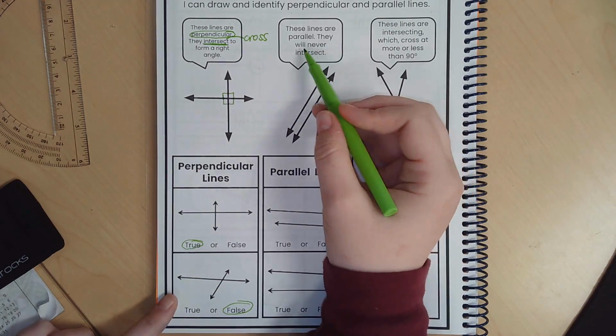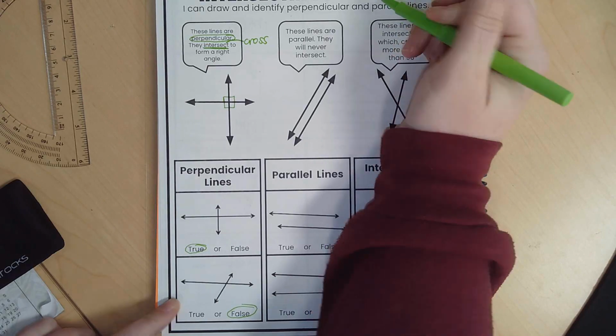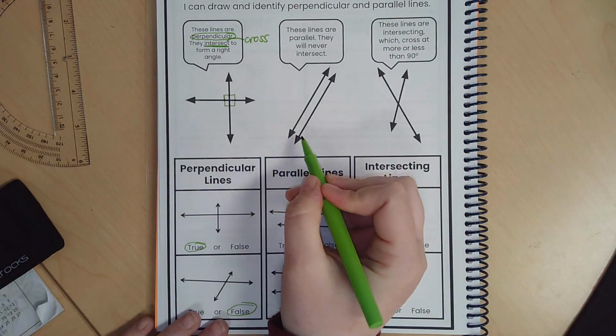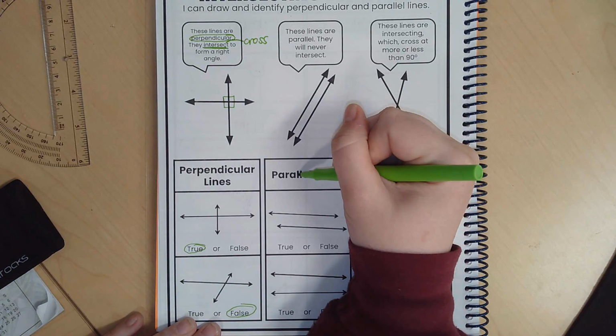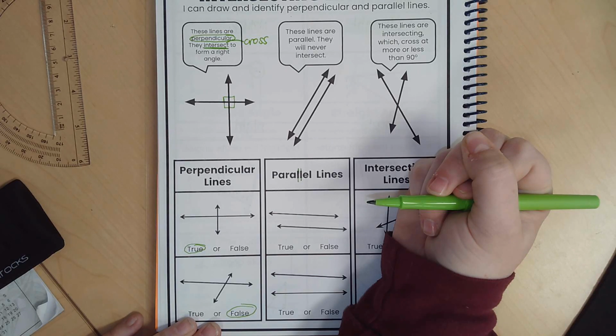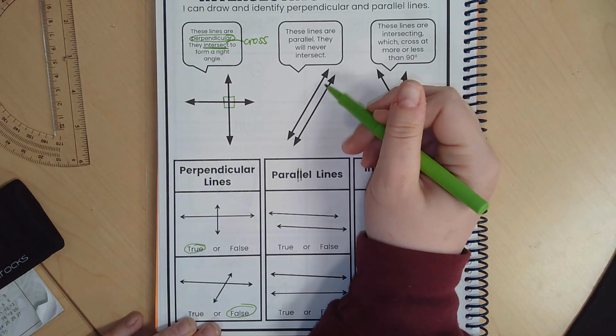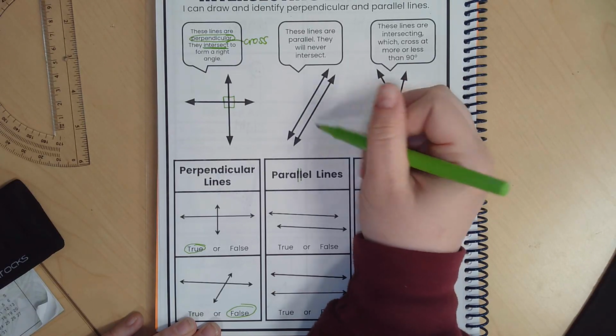These lines are parallel. They will never intersect. If we continued these lines forever, they will never, ever touch each other. To remember parallel, do you see how the two L's in parallel are parallel lines, okay? And if you take a look right here, they don't get closer or further apart.